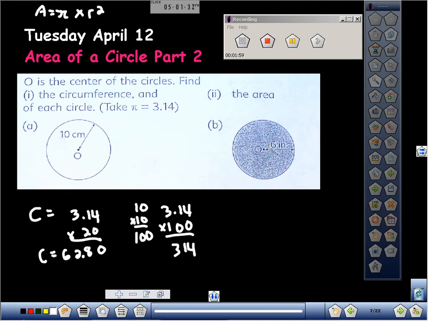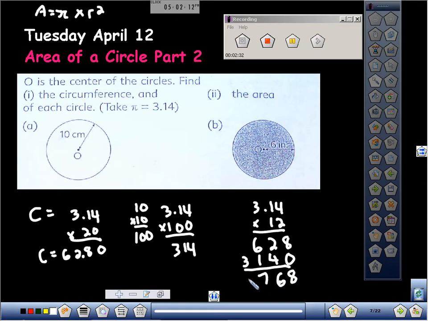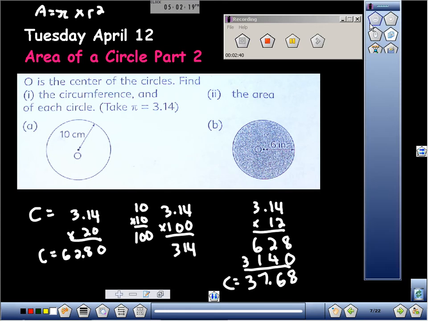Now let's look at the second one. We got 6 inches for the radius. We go all the way across. 6 times 2 is 12. So we'd have 3.14 times 12. 4 times 2 is 8. 2 times 1 is 2. 2 times 3 is 6. Put our 0 down. 4, 1, 3, 8, 6, 7, 3. So our circumference equals 37 and 68 hundredths.